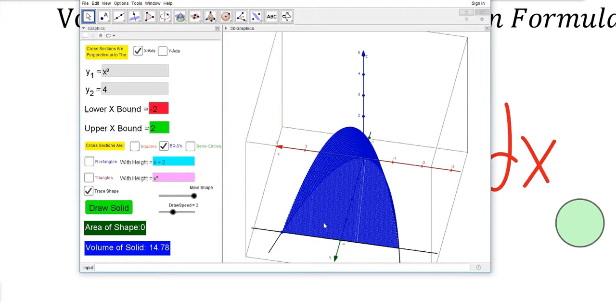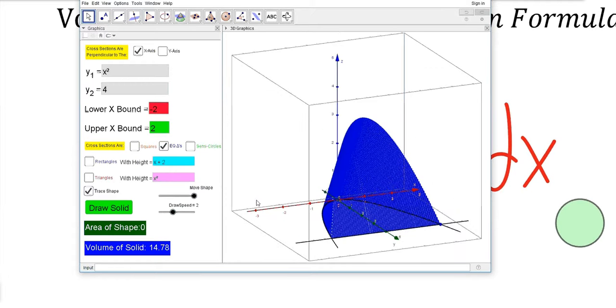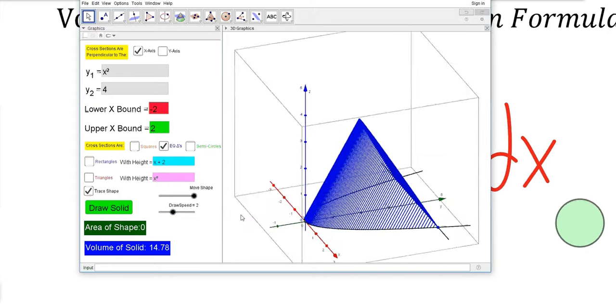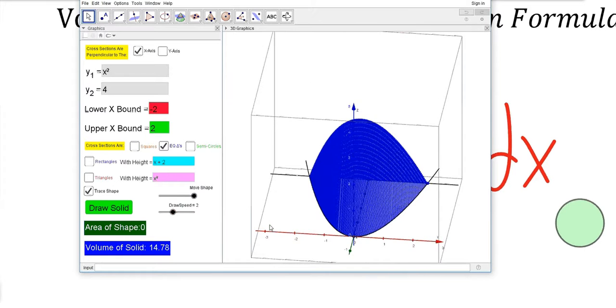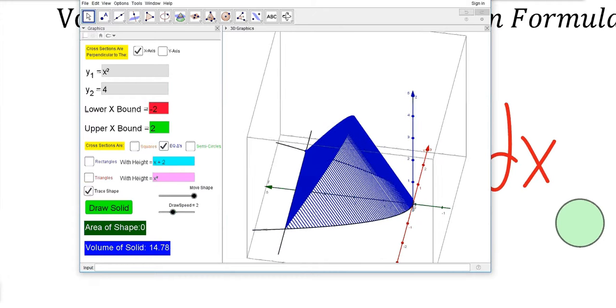I love this lesson just because you can generate so many different types of solids, so many different shapes using cross sections and using the integral.